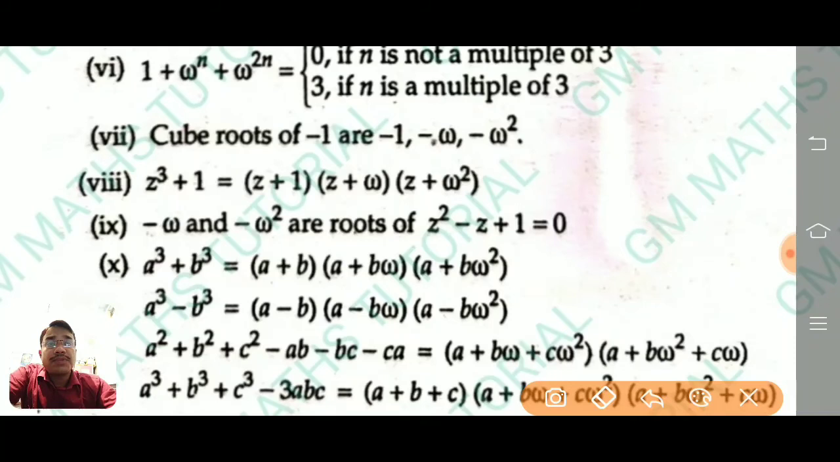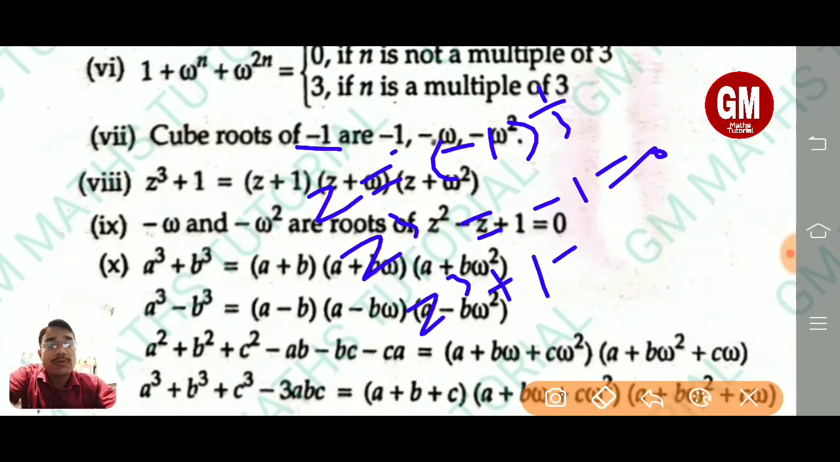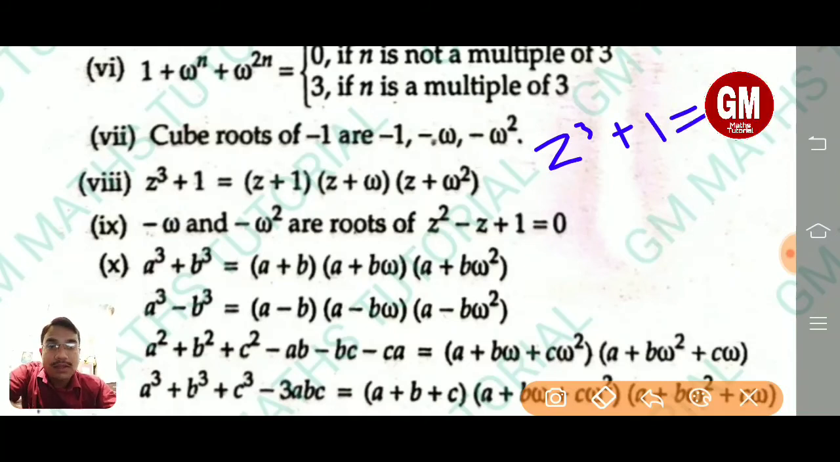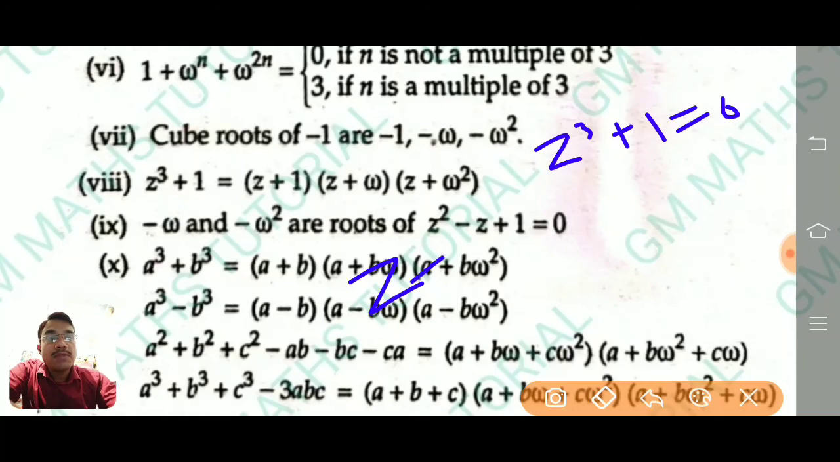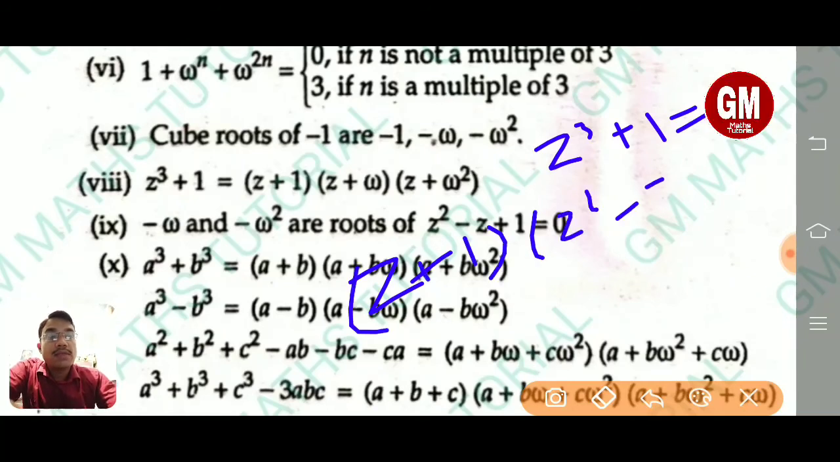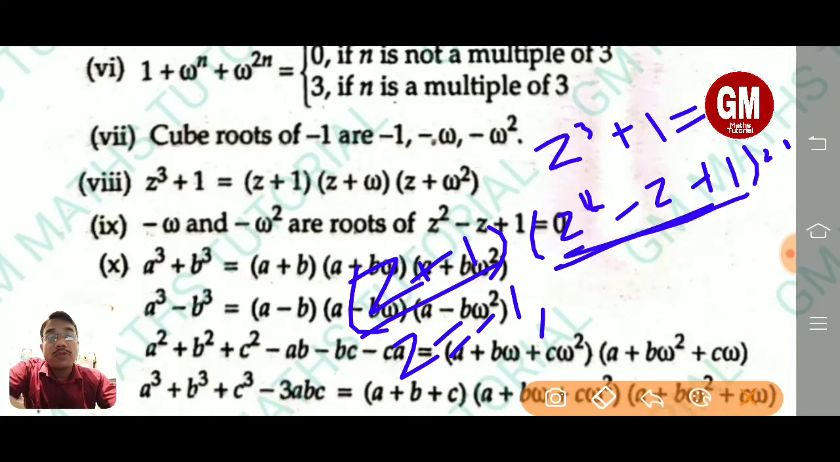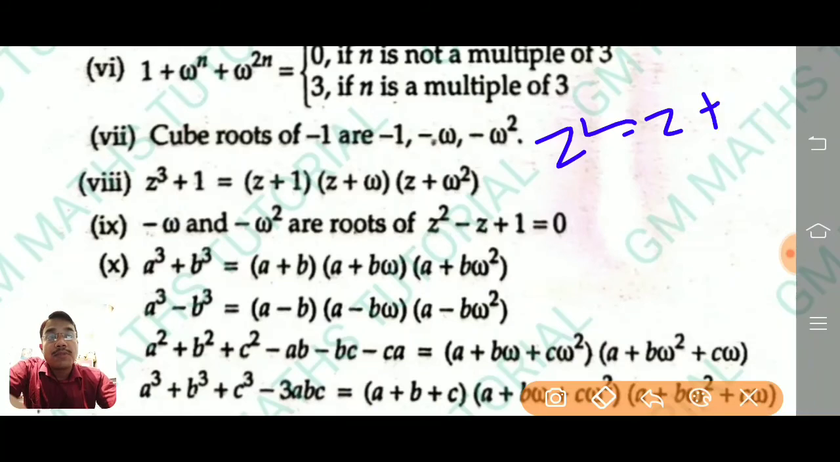If we take the cube root of negative one, then z to the power 1 by 3 is equal to minus 1, consider z cube equal to minus 1, then z cube plus 1 is equal to 0. When z cube plus 1 is 0, we know that a cube plus b cube is a plus b times a square minus ab plus b square, equal to 0. So we know that one root is z equal to minus 1, and by using Sridharacharya, we will get 2 more values from z square minus z plus 1 equal to 0.